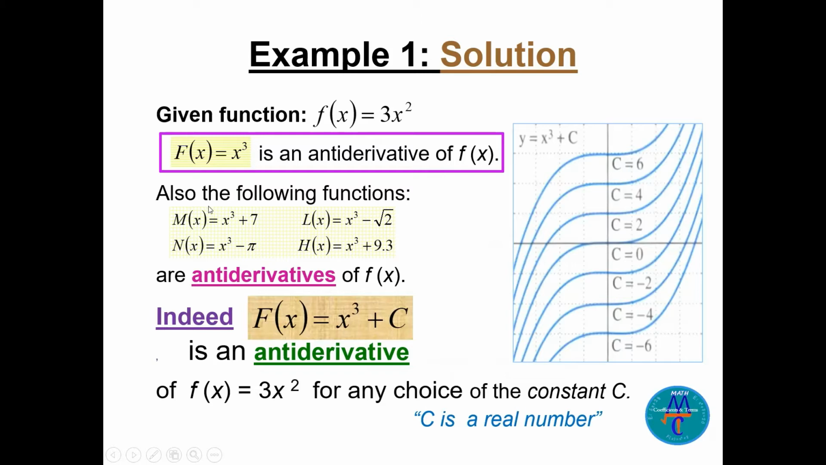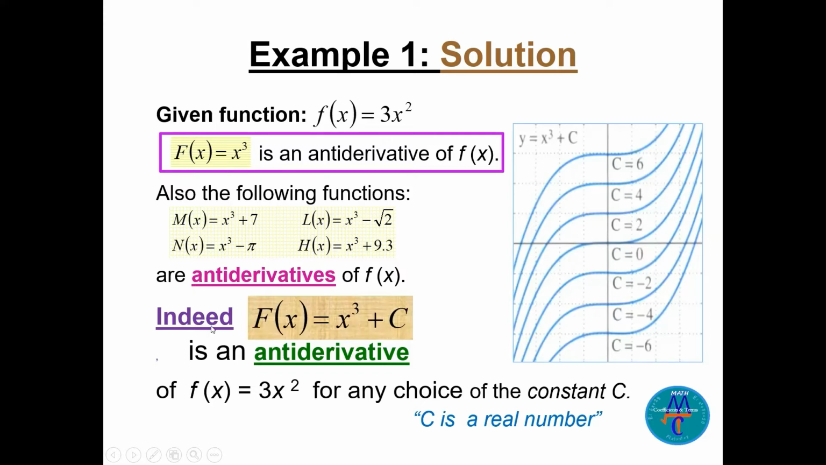Also, look here. Also, the following functions, this is function capital M, function capital L of x, function capital N of x, function h of x. All of these, x cubed plus 7, x cubed minus square root of 2, x cubed minus pi, x cubed plus 9.3, are also antiderivatives of this given function f. So you see the difference now?